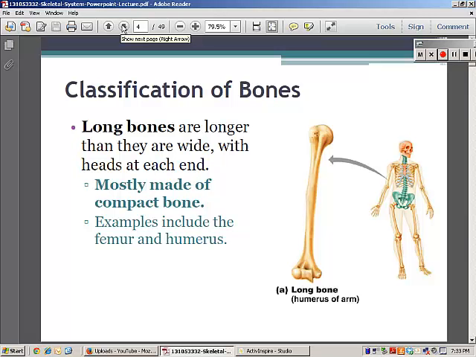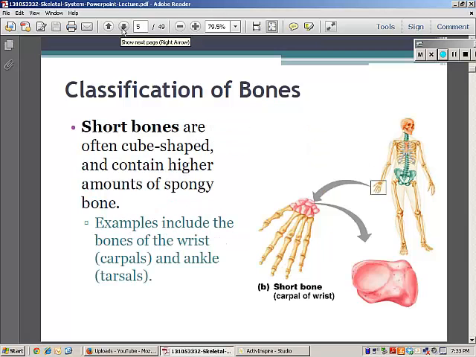And again, a good example of these guys are our humerus and our femur. Femur, by the way, is the one that you find in your thighs, in case you were unsure of that. The next one we find, we call it short bones. Very much different, of course, from our long bones. And the short bones are usually kind of cube-shaped. They contain a lot of spongy bone, which is a lot different than what we find with our long bones.